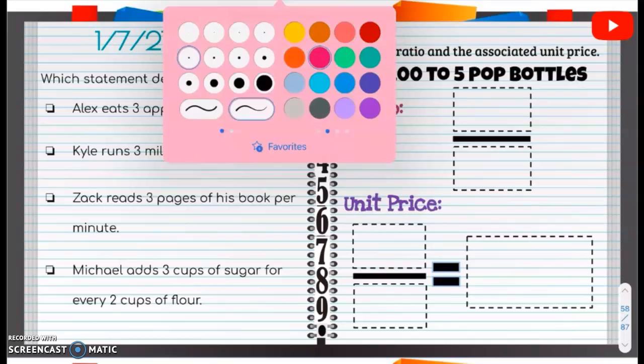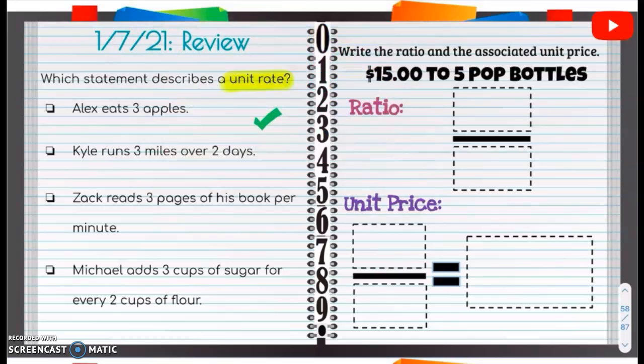Okay. So Alex eats 3 apples. Okay, 3 apples. That doesn't say like for 1 minute per day. It doesn't say anything like that. It just says he eats 3 apples. Okay, great. Great for Alex. Let's take a look at our next one. Kyle runs 3 miles over 2 days. 3 miles over 2 days.